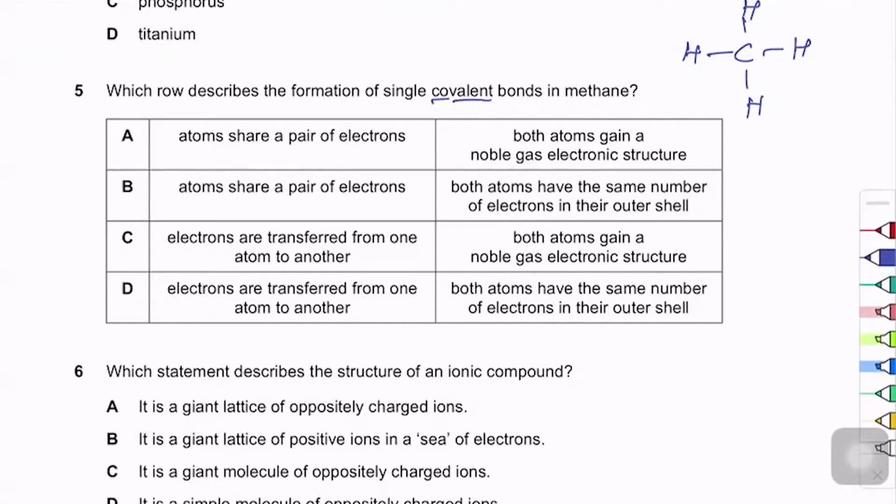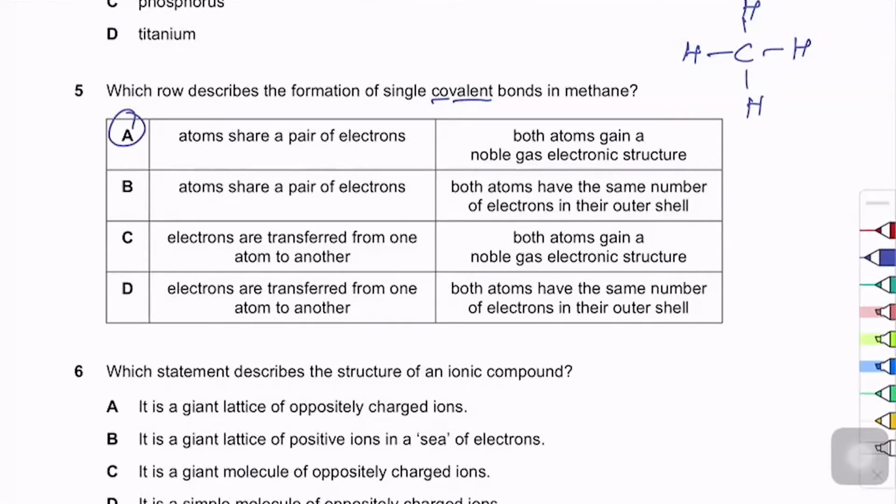Valence from last shell, and covalent means sharing. Do both of them get the noble gas structure? Yes. Do both of them have the same number? No. Hydrogen has 2 in total and carbon has 8 in total. The number is different, but they both have individually gained the noble gas configuration. So judging by that, my answer is going to be A.